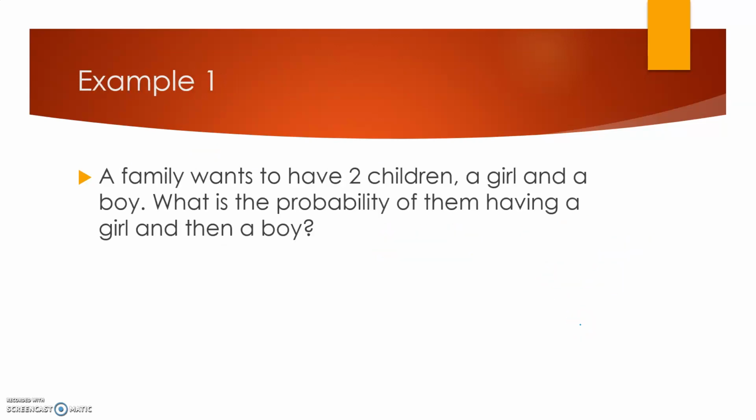All right, so a family wants to have 2 children, a girl and a boy. What is the probability of them having a girl and then having a boy? So in other words, what's the probability of them having a girl and then a boy?